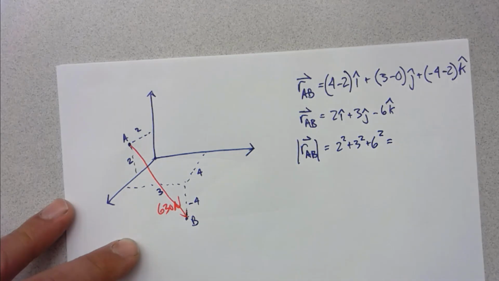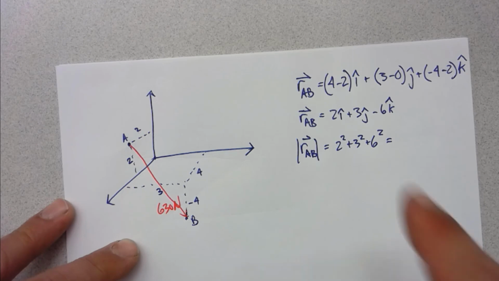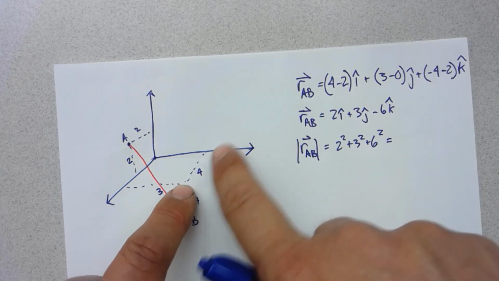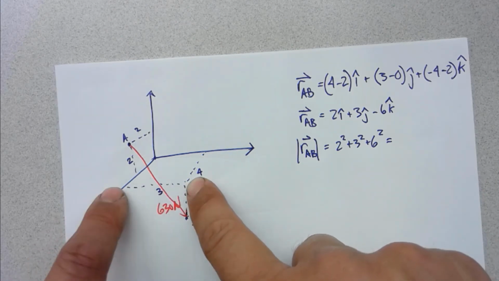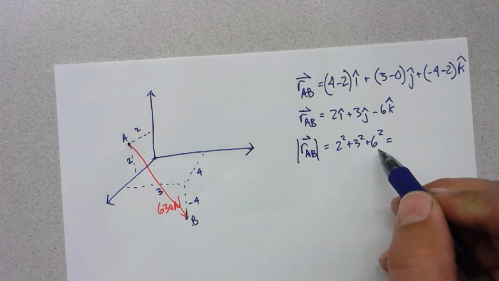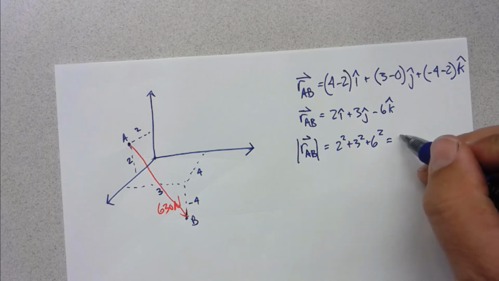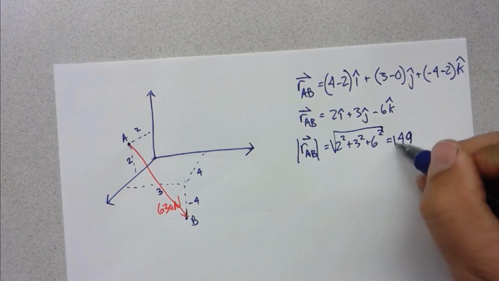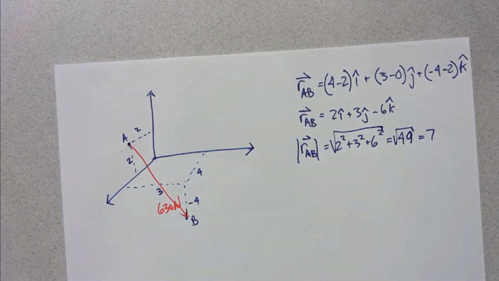Okay? Where did you get the 4 from? Right here. It's 4 in the x and then it's 3 in y. I always get those backwards too. So it's 4 plus 9 is 13, plus 36 is 49. So I'm going to square root this and square root that, and I end up with 7. What is 7? It's the magnitude of the vector, right?